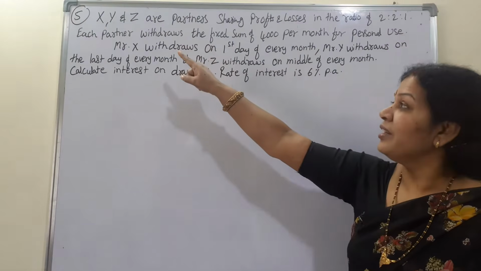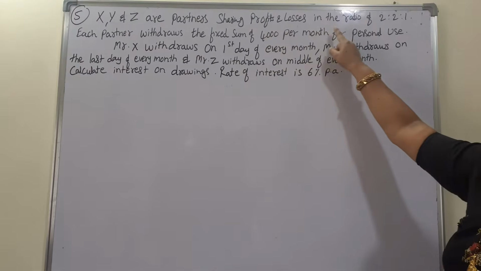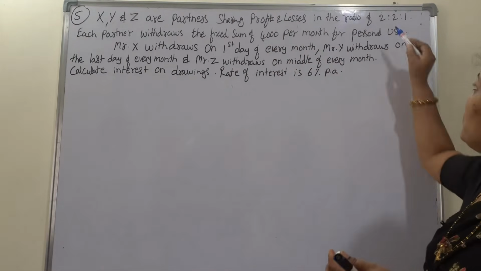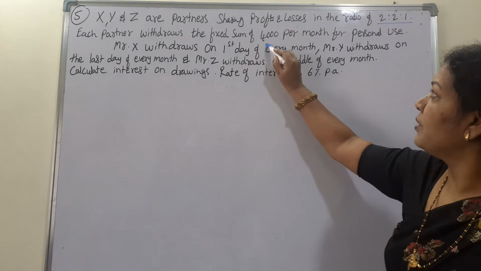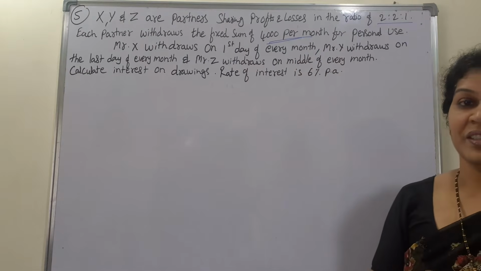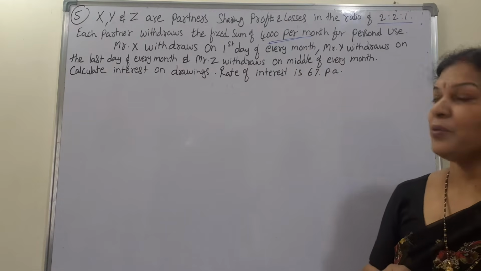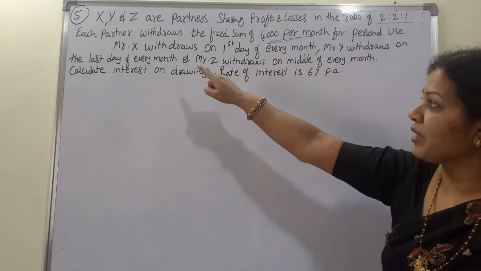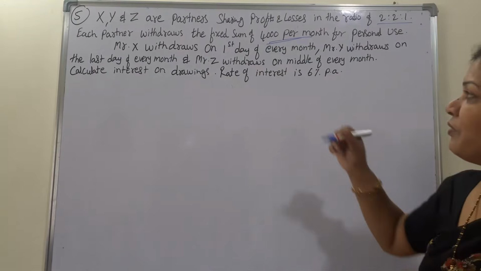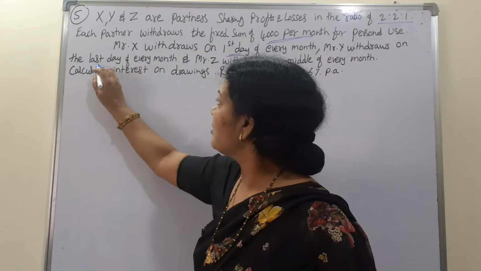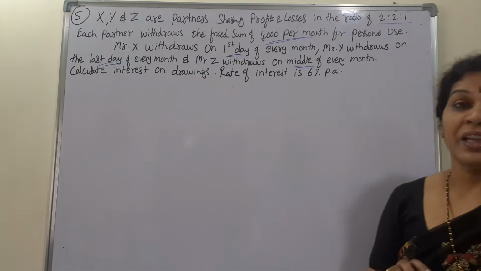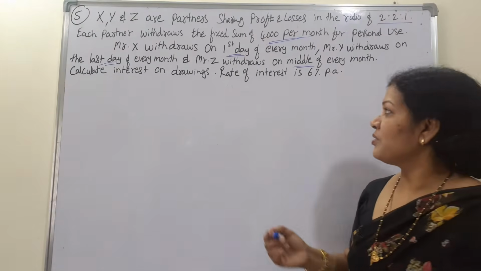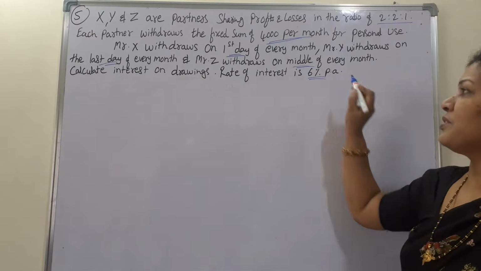So the problem is here: X, Y, Z are partners sharing profits and losses in the ratio of 2:1. Each partner withdraws a fixed sum of 4,000 per month for personal use. Mr. X withdraws on the first day of every month. Mr. Y withdraws on the last day of every month. And Mr. Z withdraws in the middle of every month. Calculate interest on drawings. The interest rate is 6%.